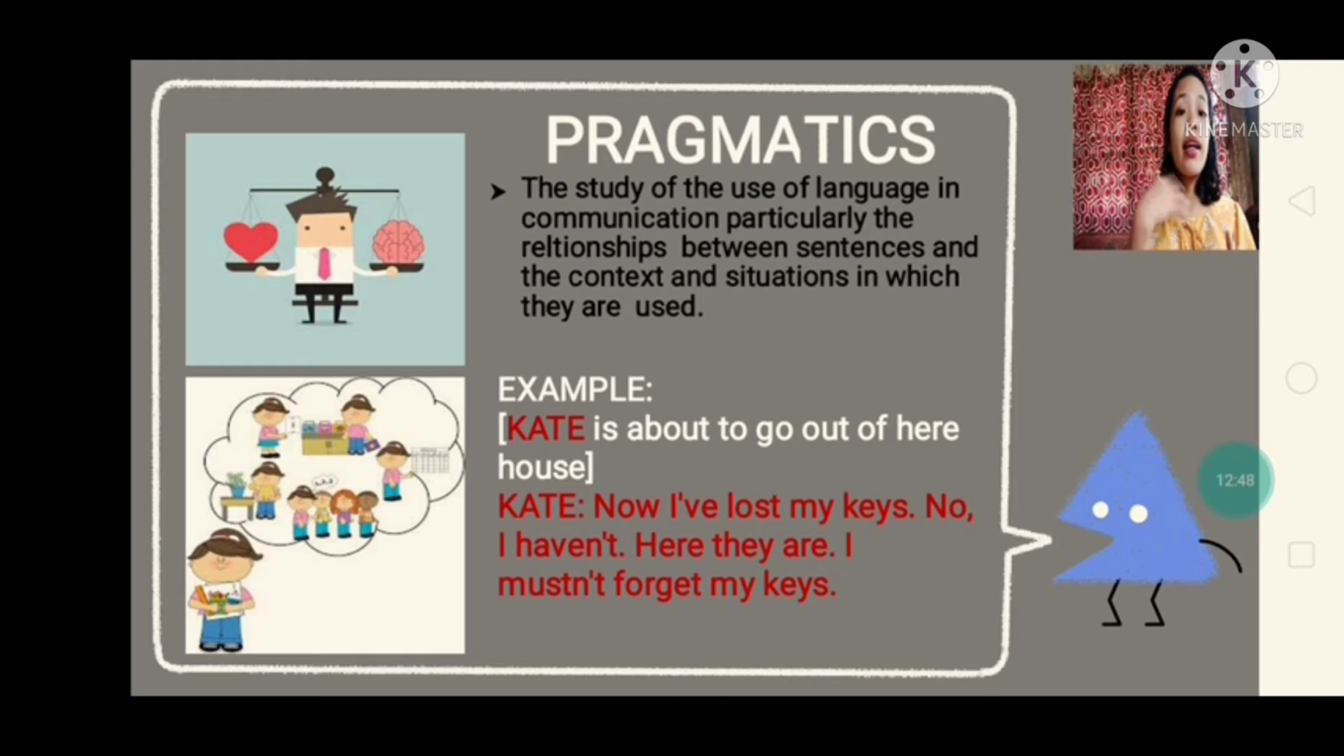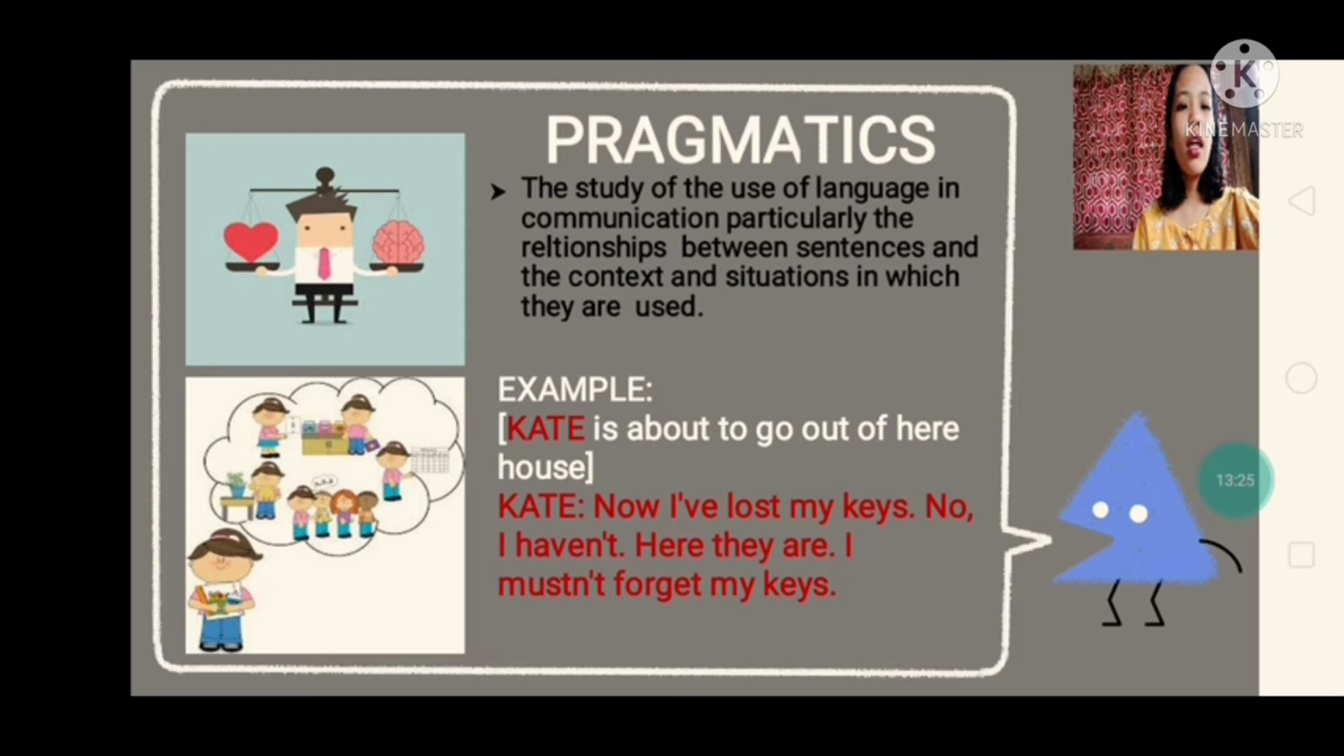Ang context natin is, Kate is about to go out of her house. And the arrangement of the sentence is yung naka-red. "Now I've lost my keys. No, I haven't. Here they are. And I mustn't forget my keys." So that's how pragmatics works in the life of writing skills. From this example, we understand that it is important to Kate to take her keys.